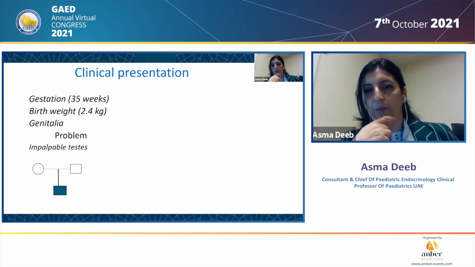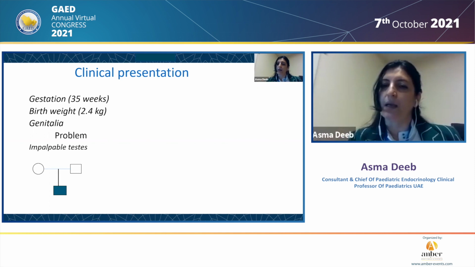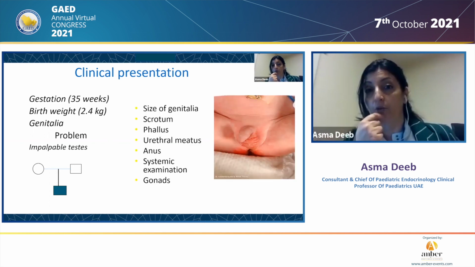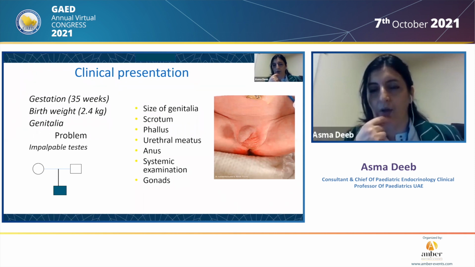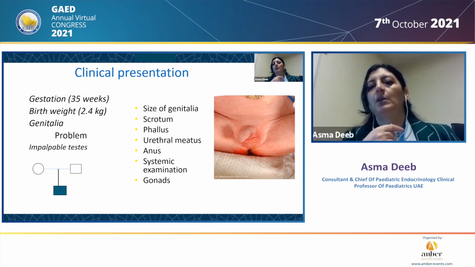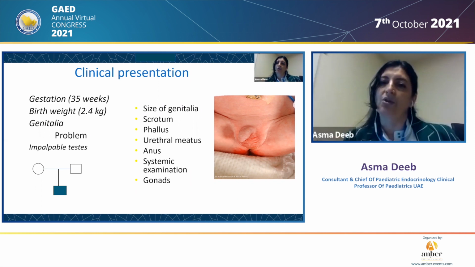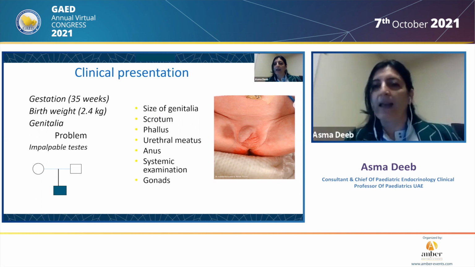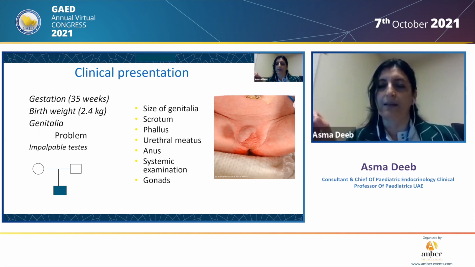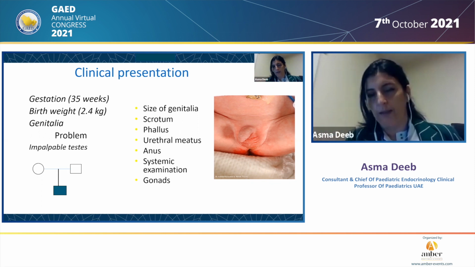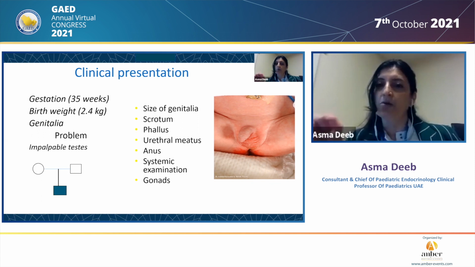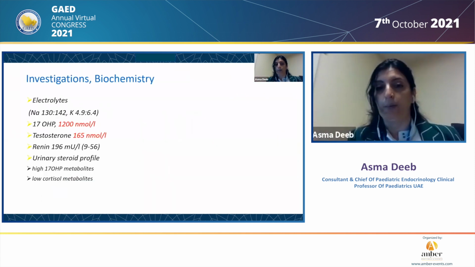So this is a baby, first baby to non-consanguineous parents, and this baby is born with impalpable gonads. This is a picture of the genitalia of this baby, and as you can see, the size of genitalia is relatively okay considering the borderline prematurity of this baby. You can see that the scrotum is normal, rugated, the phallus is of reasonable length, the urethral meatus as well as the anal orifice are both normal. Nothing wrong in the systemic examination, but the gonads in this baby are not palpable.